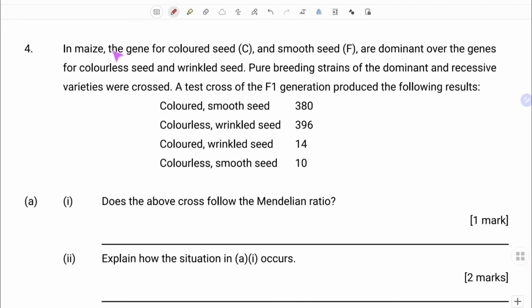Next, question number 4. In maize ataupun corn, jagung, the gene for coloured seed C and smooth seed F. So dah ada 2 letter berbeza. So ini adalah dihybrid inheritance. So both of these are dominant over the colourless. So c is for colourless and then wrinkle is for the recessive. So f. So pure breeding. So ingat balik, pure breeding mesti homozygous dominant darab dengan homozygous recessive. Iaitu dia bagi tahu kat sini, dominant dan juga recessive will cross.